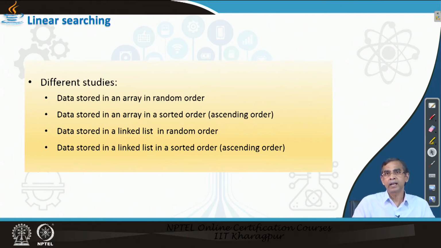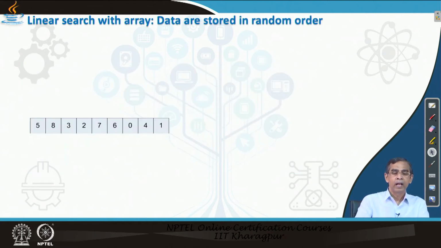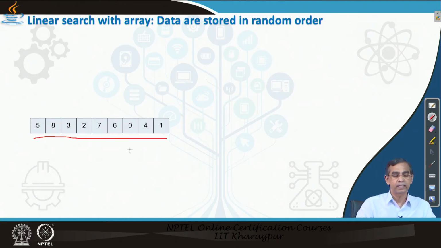So, depending on the type, obviously the data structure matters as well as the arrangement of the data matters, and different algorithms are possible. So let us first discuss the searching of data which is stored in a linear array, and we will first consider the data stored in a random order. As in this example, this is basically an array of integers, and as you see, the integers are stored in a random order.